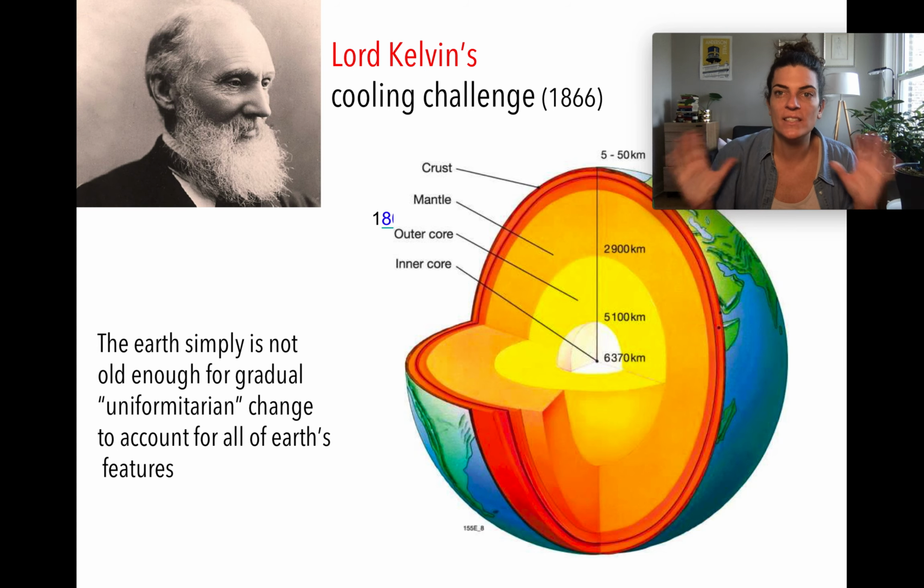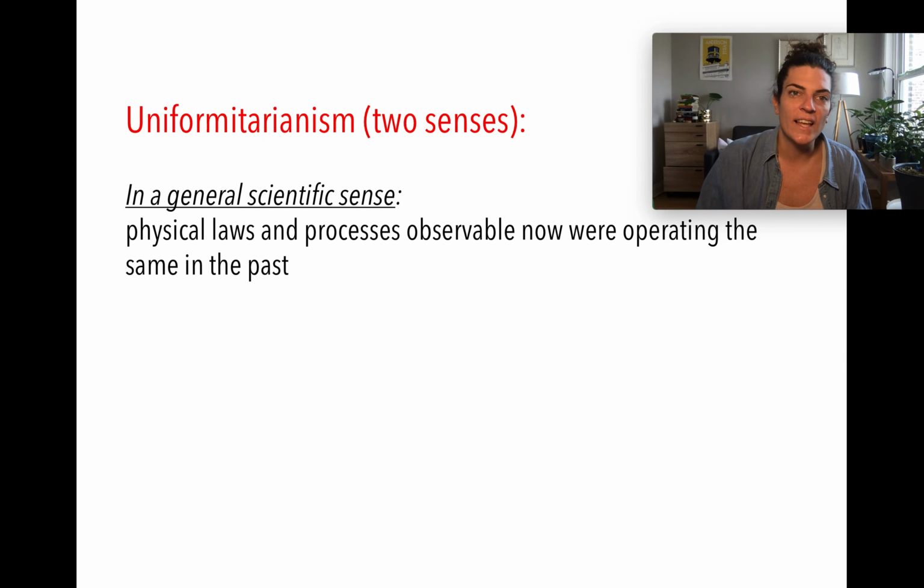He did all this math, all this science, and he decided that the Earth was about a couple hundred thousand years old, much younger than geologists like Charles Lyell were saying at the time, although they hadn't really come to a conclusion about how old it actually was. And so this brings us to the idea of uniformitarianism in two different senses.